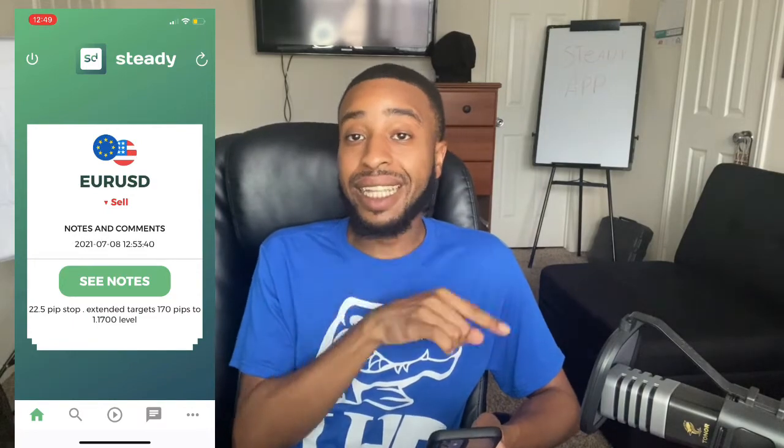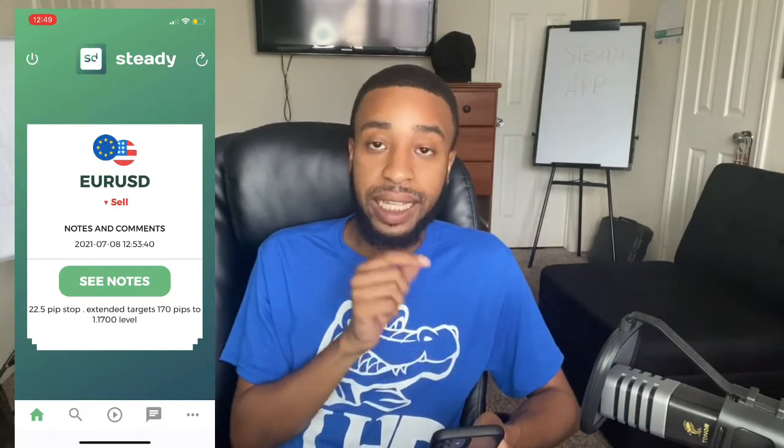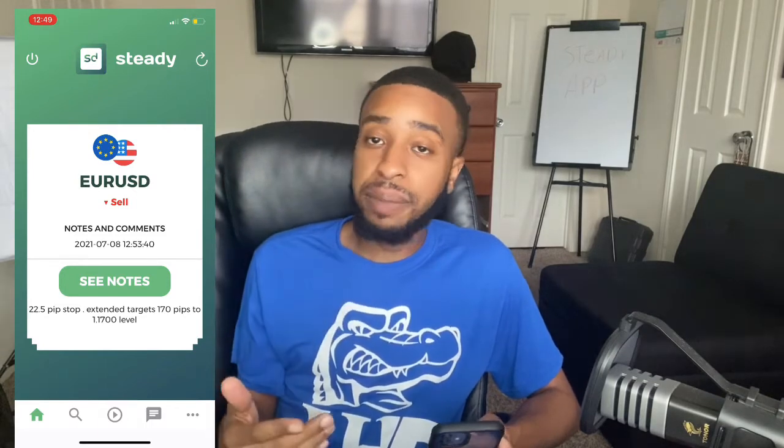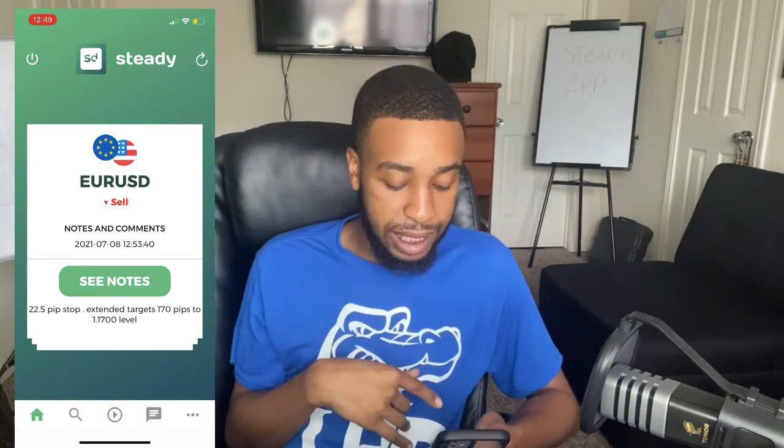The button in the top left-hand corner is going to indicate a power button, which is going to log you out. If you ever need to update your password or update your username, that's what you would utilize that for, okay?